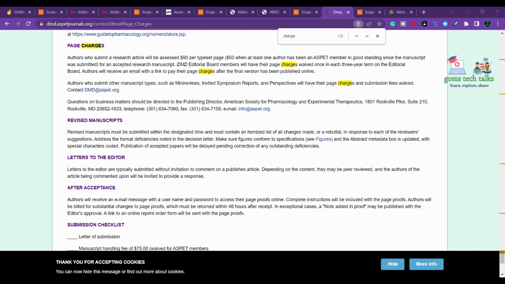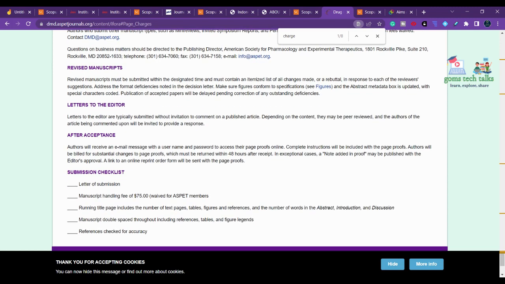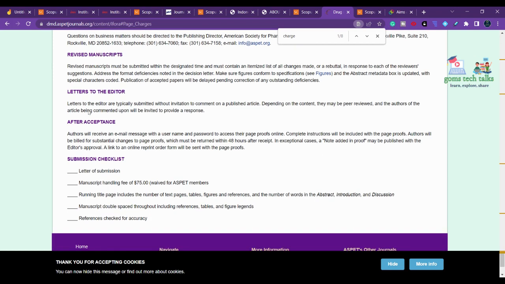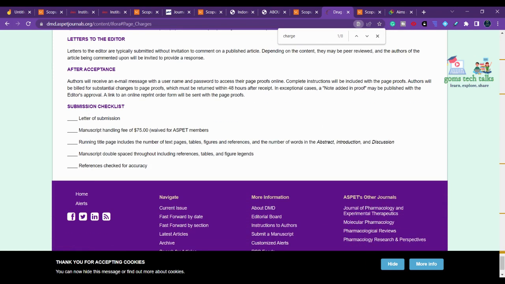$540. Okay, so $540, it will be nearly 37,000 to 40,000 rupees, based on the currency rate on the particular day you convert it. Okay, so this is for every one page, $90 per typeset page. Okay, and apart from that, if you want to know more, you can send a letter to the editor.